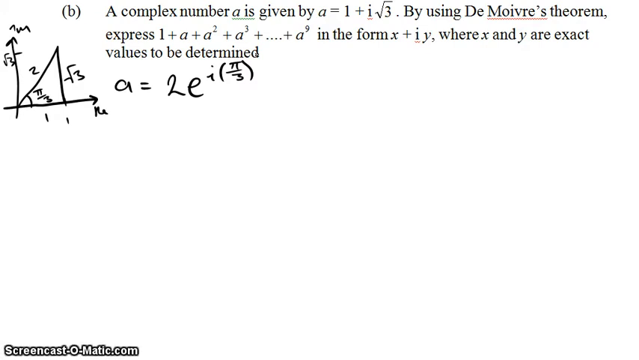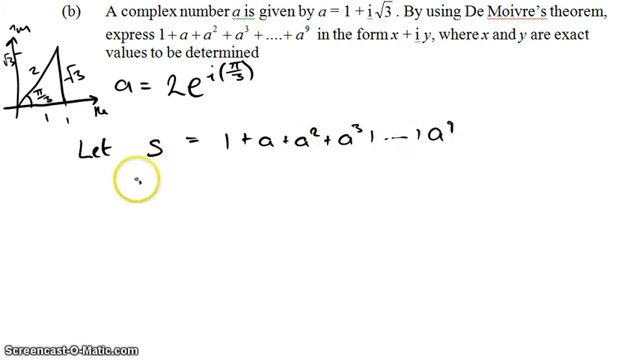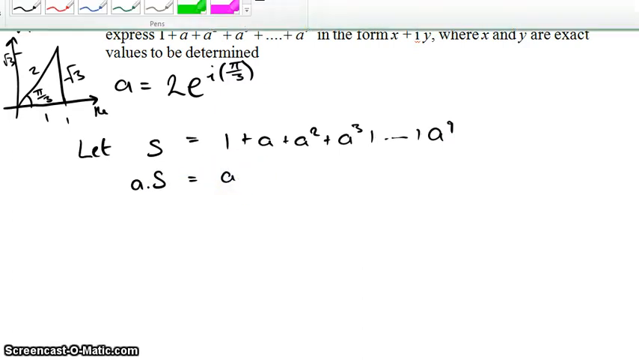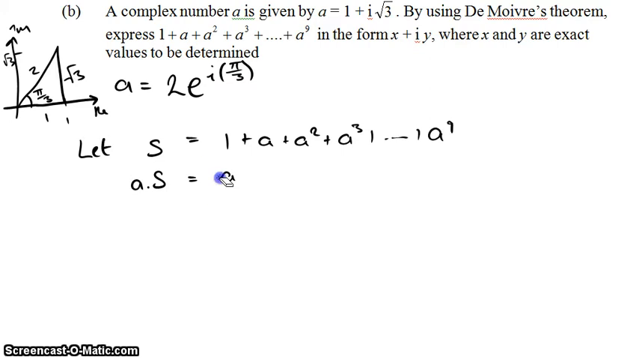We've only ever done it where we've given r a real number. So we should think about how we derive this. Well, recall, let s equal 1 plus a squared plus a cubed plus and so on up to a to the 9. And then let a times s... actually, I'm not going to write it there. I'm going to write it below.